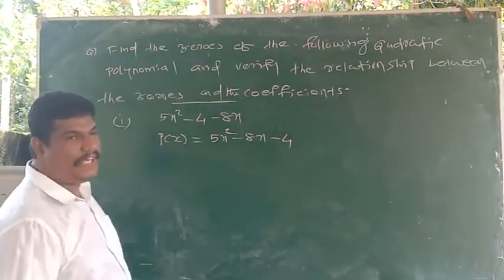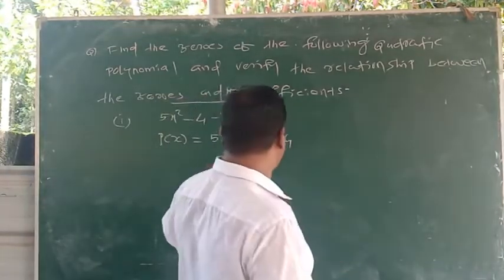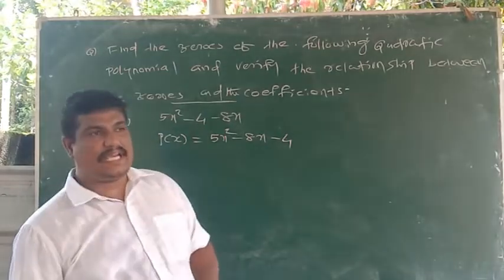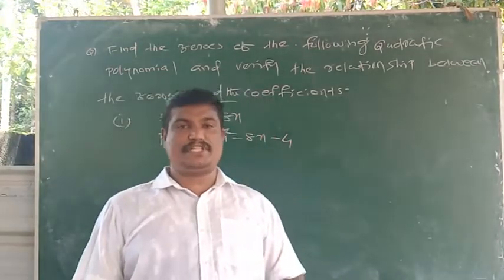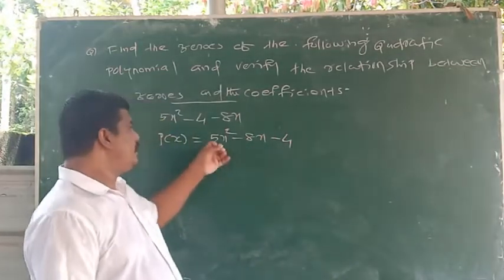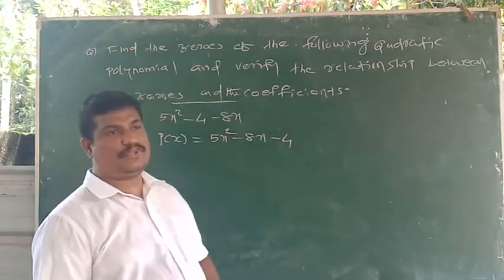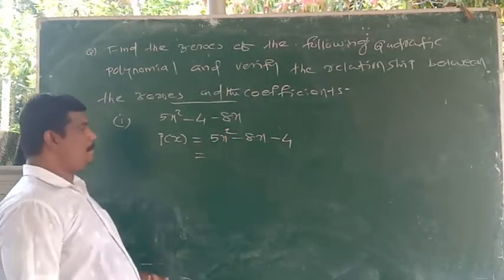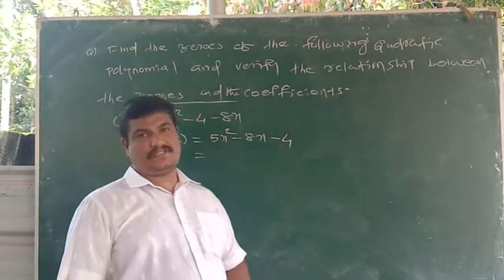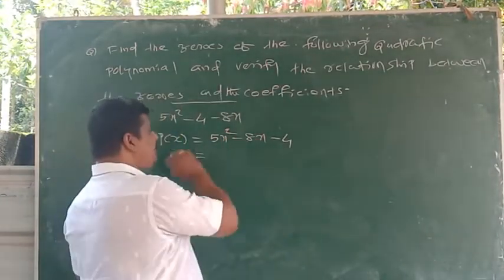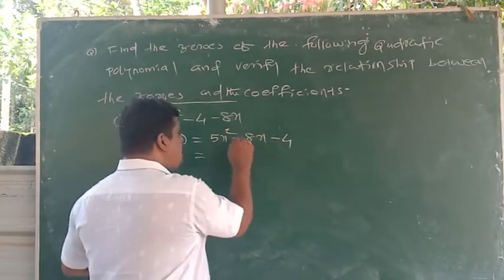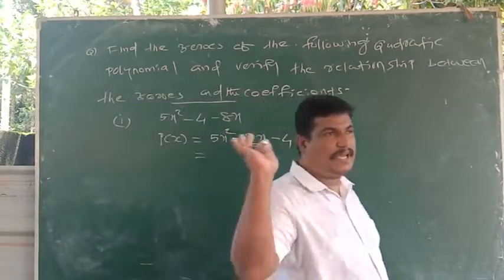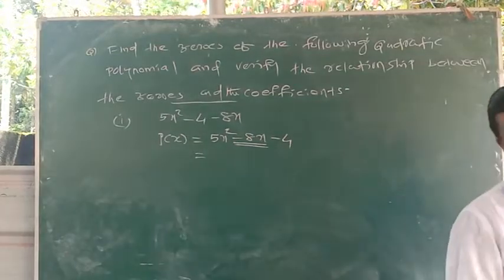So to find out the zeros, first we will factorize. All of you know the factorization of second degree polynomials from 9th standard. Okay, listen. Here, factorize the polynomial first. To factorize, first split the middle term. Splitting the middle term. So here the middle term is minus 8x.